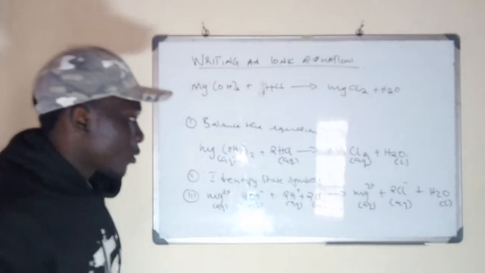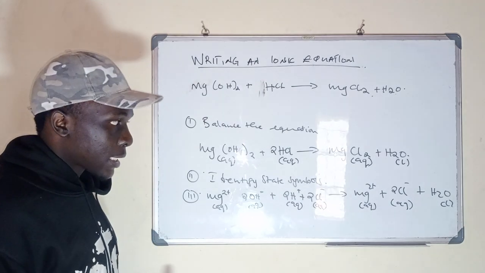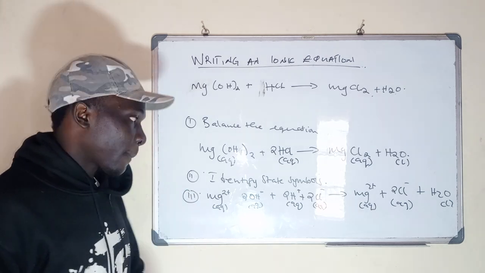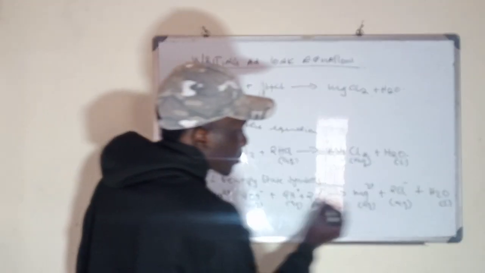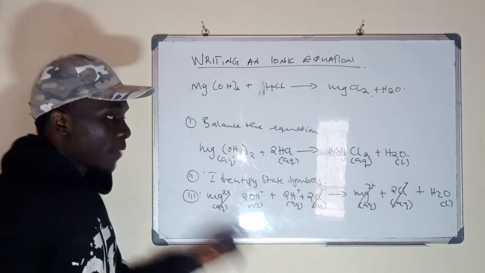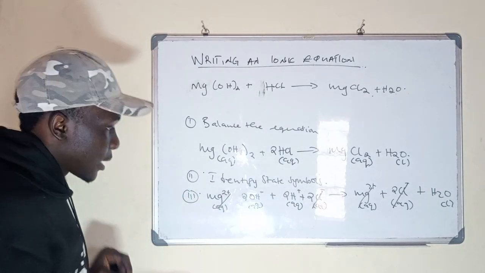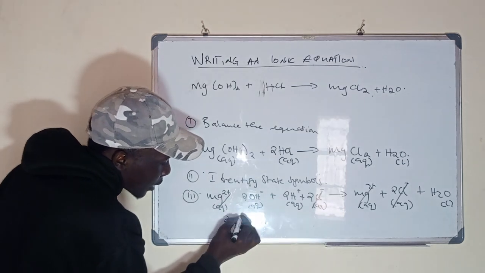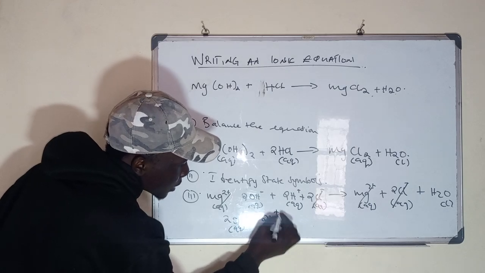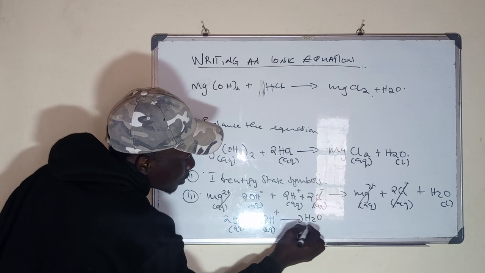The final step is to begin to cancel out spectator ions, or those that do not participate in the reaction. And how do I identify those? They come out to be exactly the same. We can see that we have 2Cl and 2Cl and magnesium and magnesium. So the final parts that will remain will be your net ionic equation. So here our final answer will be 2OH negative aqueous plus 2H positive aqueous. This will form H2O liquid.